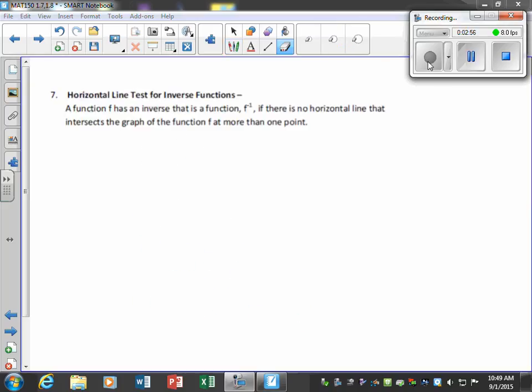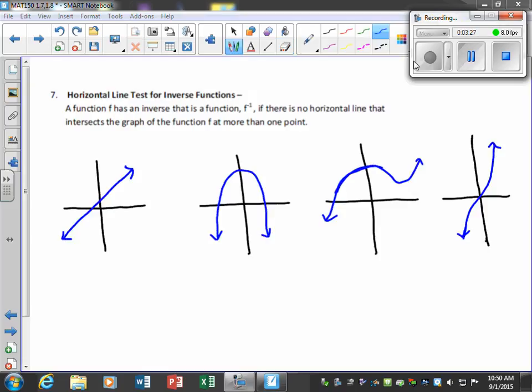Okay, we move on to this next idea: the horizontal line test for inverse functions. When we talked about a function, we used vertical line tests to determine if something was a function. Remember, we would put a vertical line through it. Now we're going to use the horizontal line test for inverse functions. So I'm going to pause this and draw a few sketches, and then we're going to determine whether or not they're inverse functions. Take a minute and draw these sketches, and then pause it till you get them drawn, and then we'll start working them.